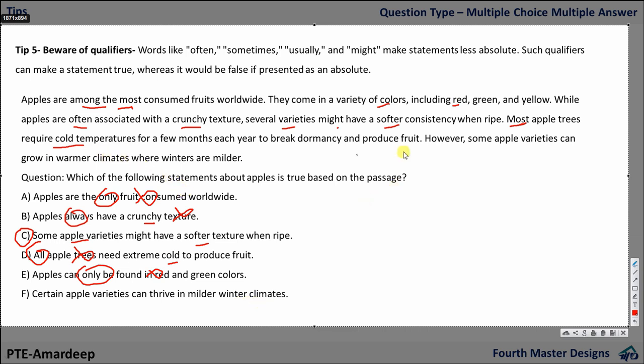Okay, what is written here? Some varieties can grow where winters are mild. So certain, what is written here? Certain apple varieties means some apple varieties can thrive. Yes, they can grow in that climate where winter is a bit mild. In winter climates. That's all.